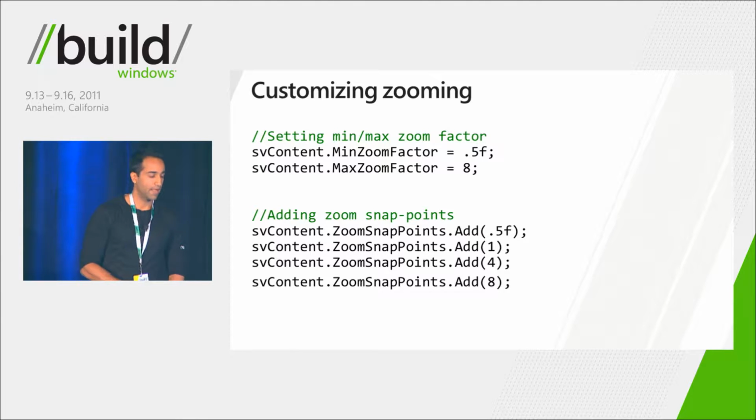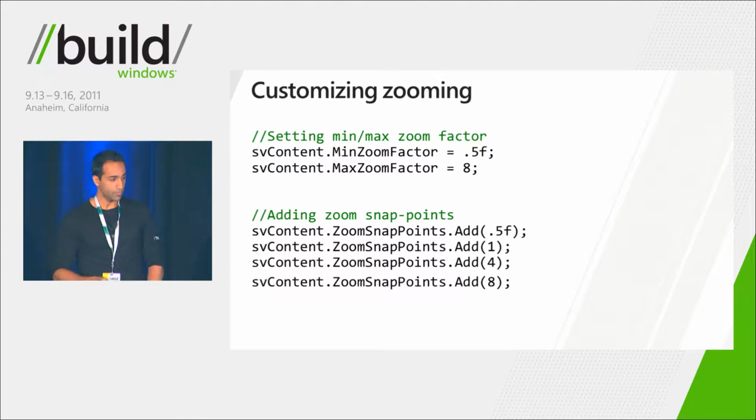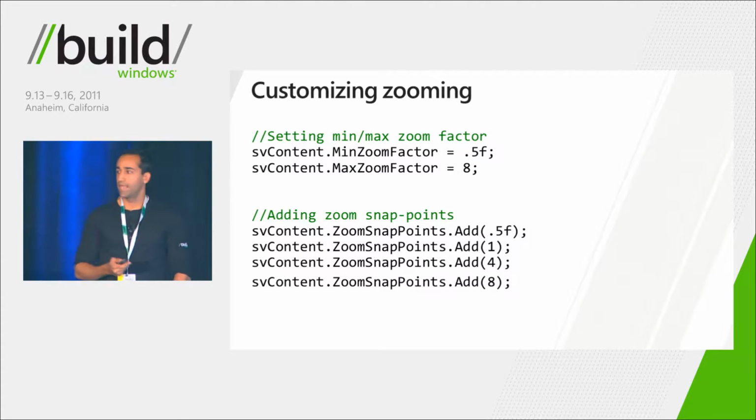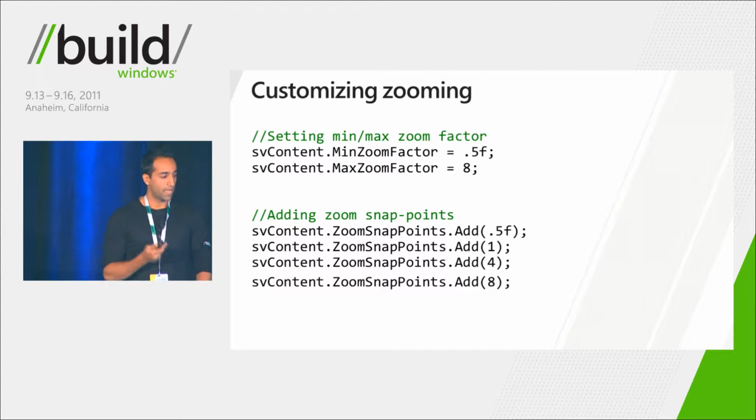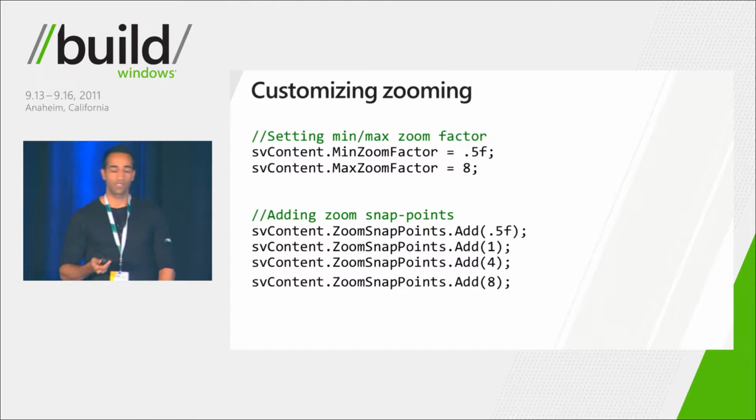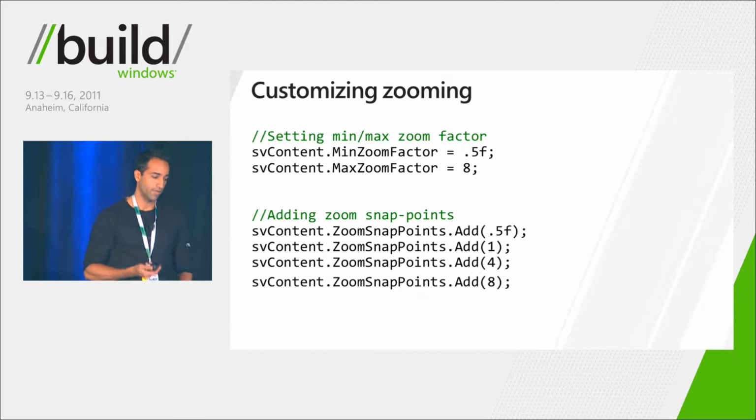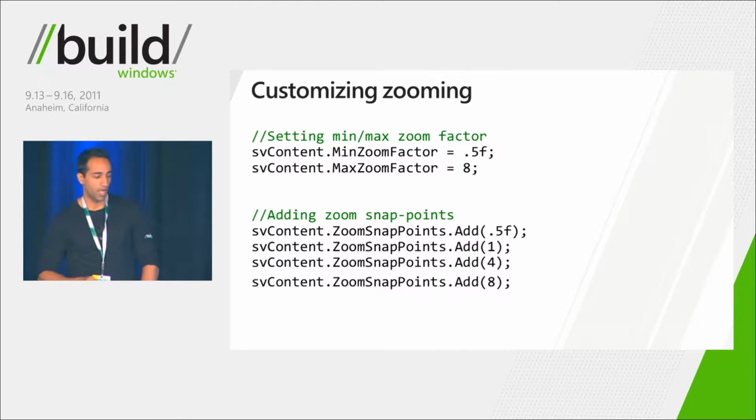And finally, we have customizing zooming. So you could set the min and max zoom factor in XAML. I chose not to. I showed it in code here. But adding snap points has to be done in the code. It's basically a list of floats. And so I'm just adding some floats to that. So those common zoom levels, so 1, 4, and 8.